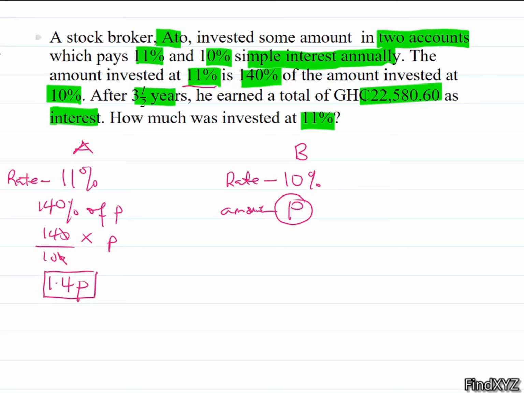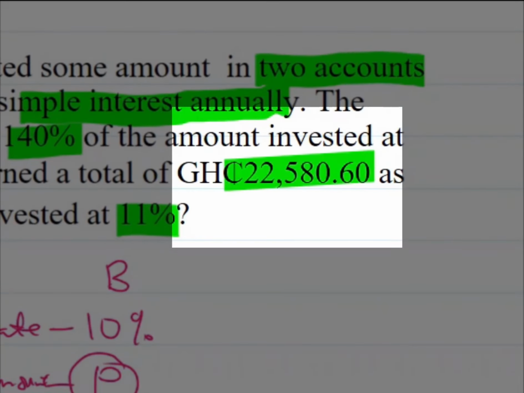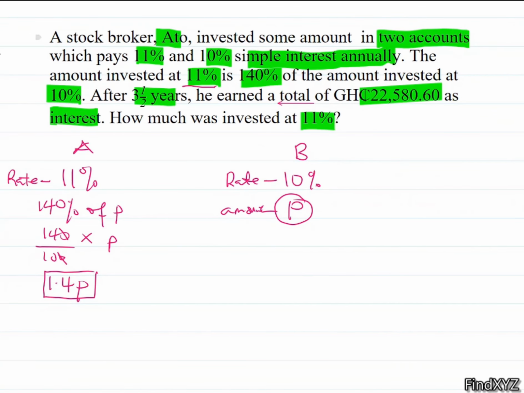Then the last thing is the time. We have been told that after 3.5 years, he earned a total of 22,580 Ghana Cedis 60 pesewas as interest. The total means that the interest in both accounts yielded that amount. So the time is 3.5 years. Similarly, this is also 3.5 years.